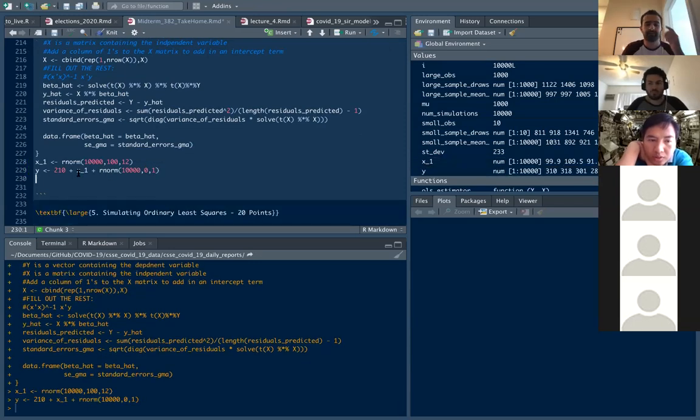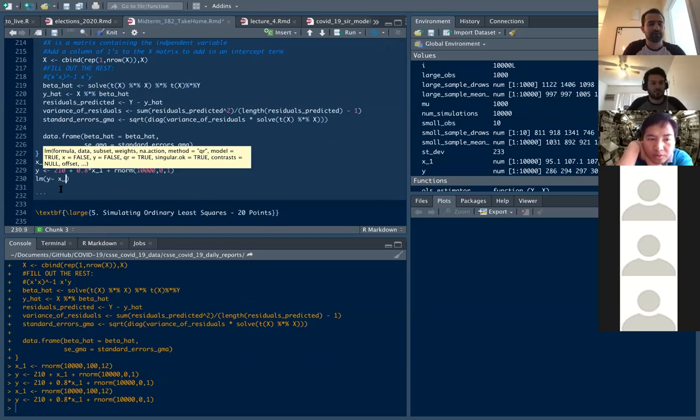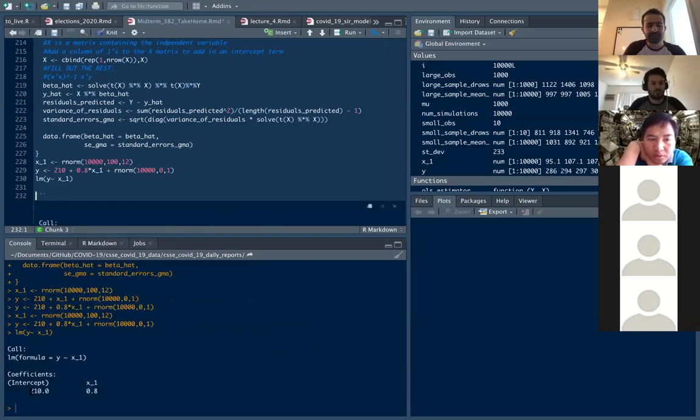Okay, so the true estimated, or here, I'll make it 0.8 so we can actually see it. That's my true population model. Okay, so if I run LM using the base R function, that gives me the estimated intercept of 210 and a coefficient, or beta 1, of 0.8.